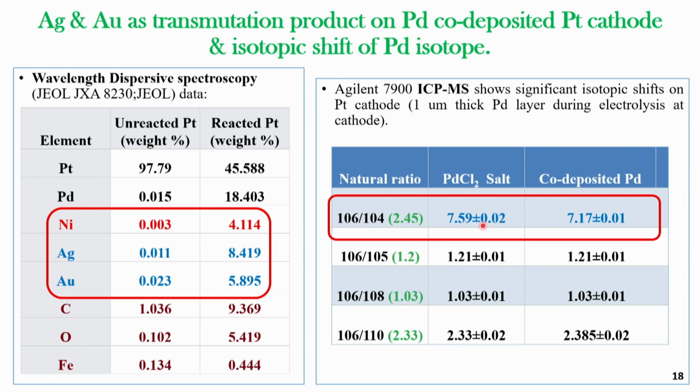And in 106 to 104, you can see there is a shift from 7.59 to 7.17. So basically, the ratio has gone down. But we cannot believe this result because it is not matching the natural values. So that's it. That was my presentation.